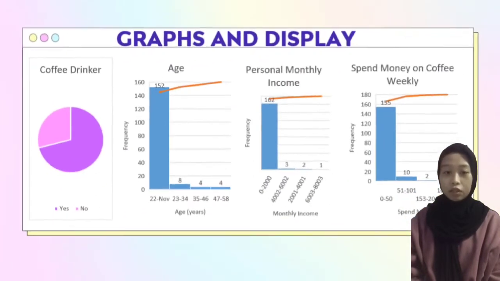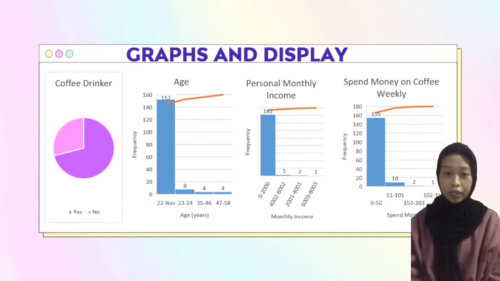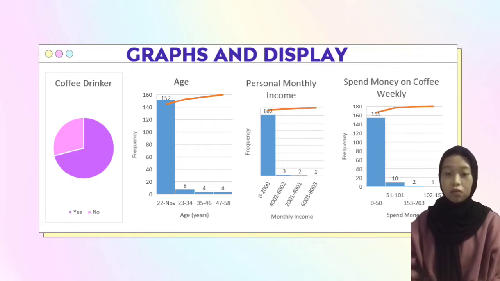Next, 71% are coffee drinkers. A total of 152 coffee drinkers are aged 11 to 22 years old. A total of 162 people have a personal monthly income of around 0 ringgit to 2,000 ringgit. A total of 155 people spend around 0 ringgit to 50 ringgit on coffee every week.